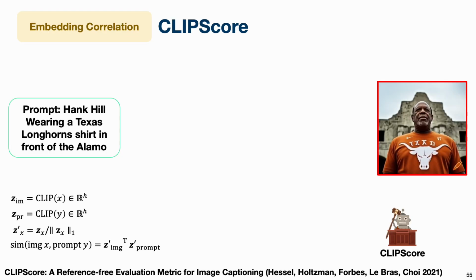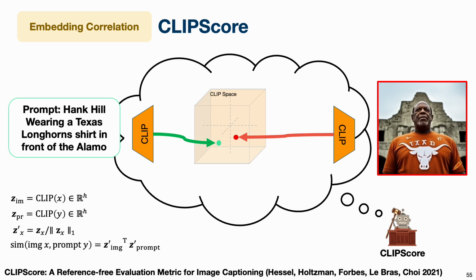There are two prevailing approaches to performing prompt coherence evaluation. The first kind are known as embedding correlation metrics. One example of an embedding correlation metric is CLIPScore, which simply takes the input prompt and the input image and embeds both of them using CLIP, and then takes the cosine similarity between the two in the multimodal CLIP space to provide a score.